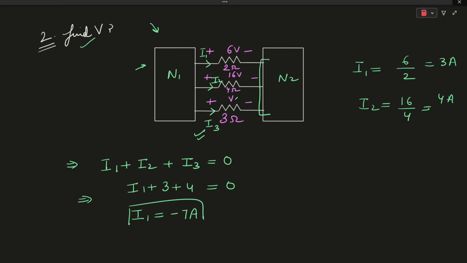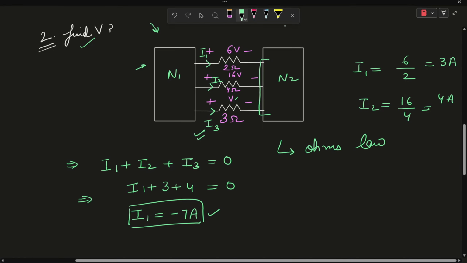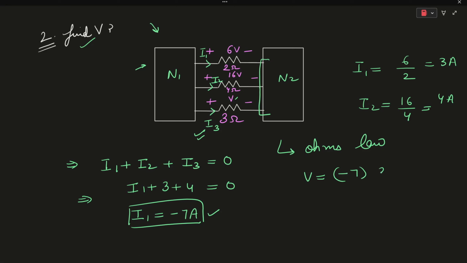In order to find the value of the voltage V, we can directly apply Ohm's law. V will be equal to I3 into R, so that will be equal to minus 7 into 3. So V will be equal to minus 21 volts. I hope it is clear how we are approaching this particular problem.